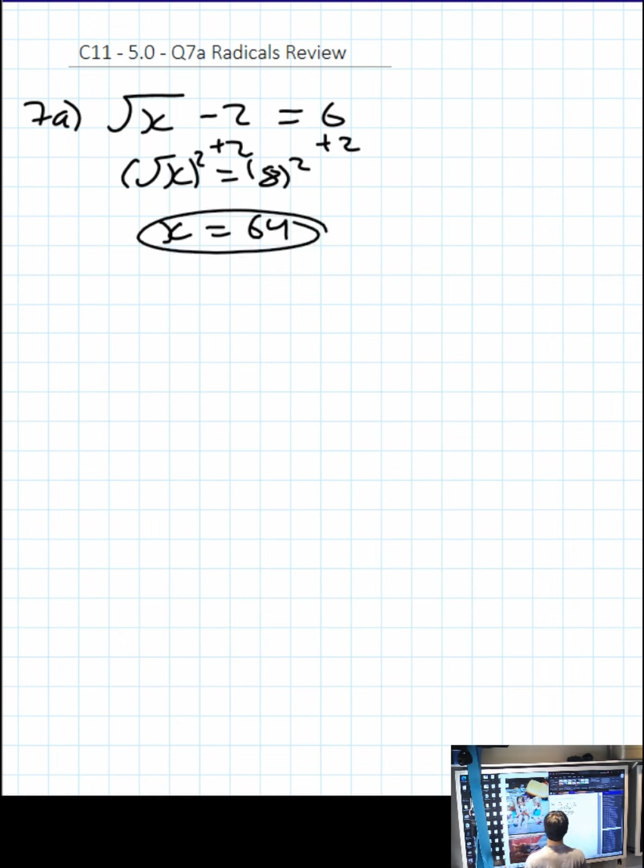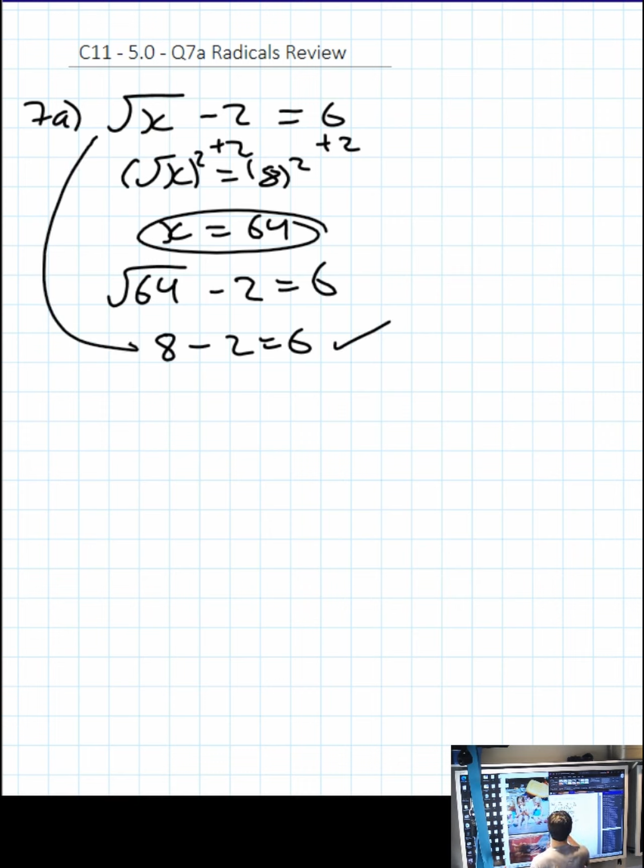We're then going to take our answer and put it back into the question from above. Square root 64 minus 2 equals 6. The square root of 64 is 8. 8 minus 2 equals 6. Check mark. So just remember the equation came from above. We take the value that we got and put it back into the equation from above.